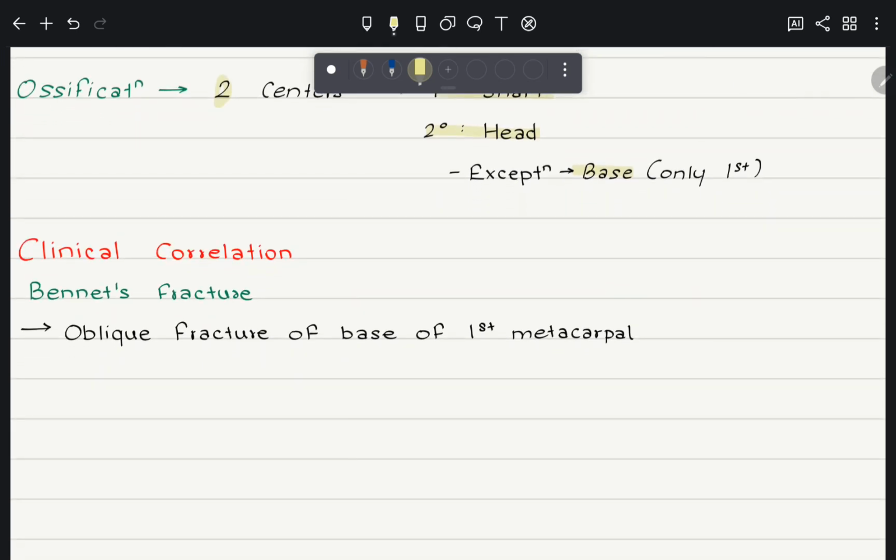Let's talk about the clinical correlation. We have Bennett's fracture. It is an oblique fracture of the base of the first metacarpal.